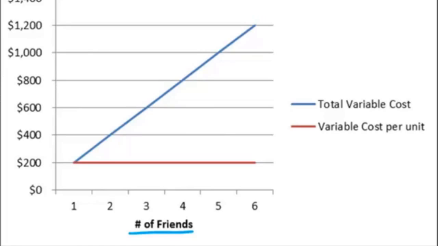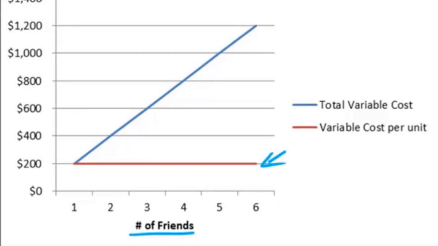And you can see that on this graph too. No matter how many friends we invite, 1 through 6, the variable cost per unit or the cost per friend right here is fixed. It is $200. It's the same thing I just showed you. But the total variable cost right here, it varies, okay? The total cost varies because if we invite more friends, we have to buy more plane tickets, so it's a variable cost because the total cost varies. So we define the cost as fixed or variable based on the total cost. That's the idea I'm trying to get across to you guys. It's based on the total cost.